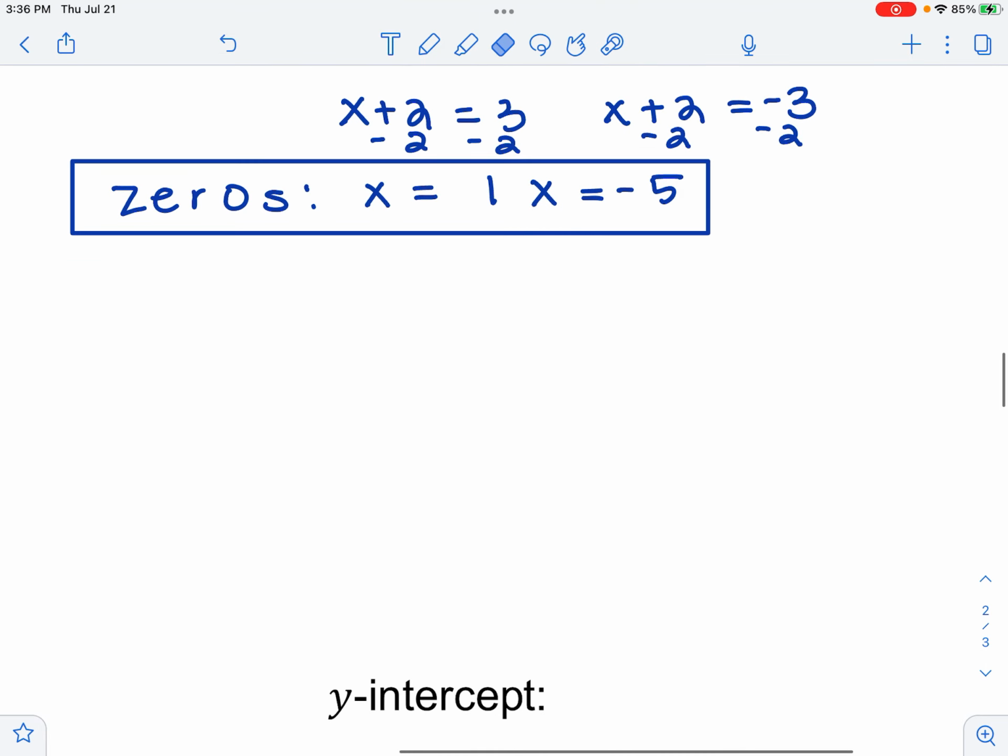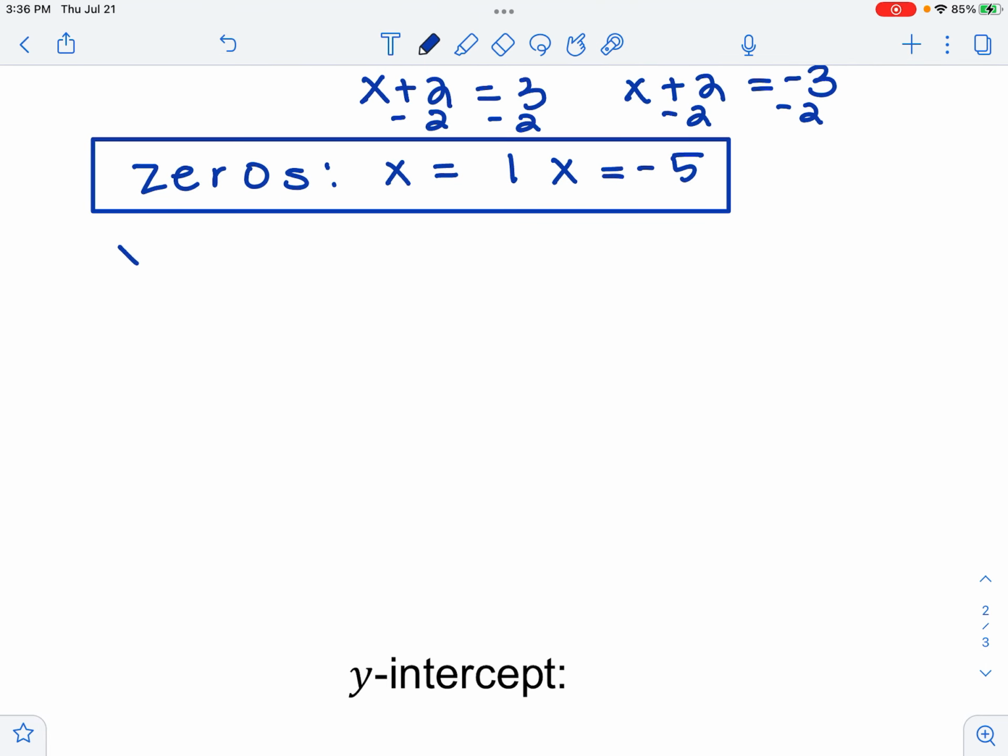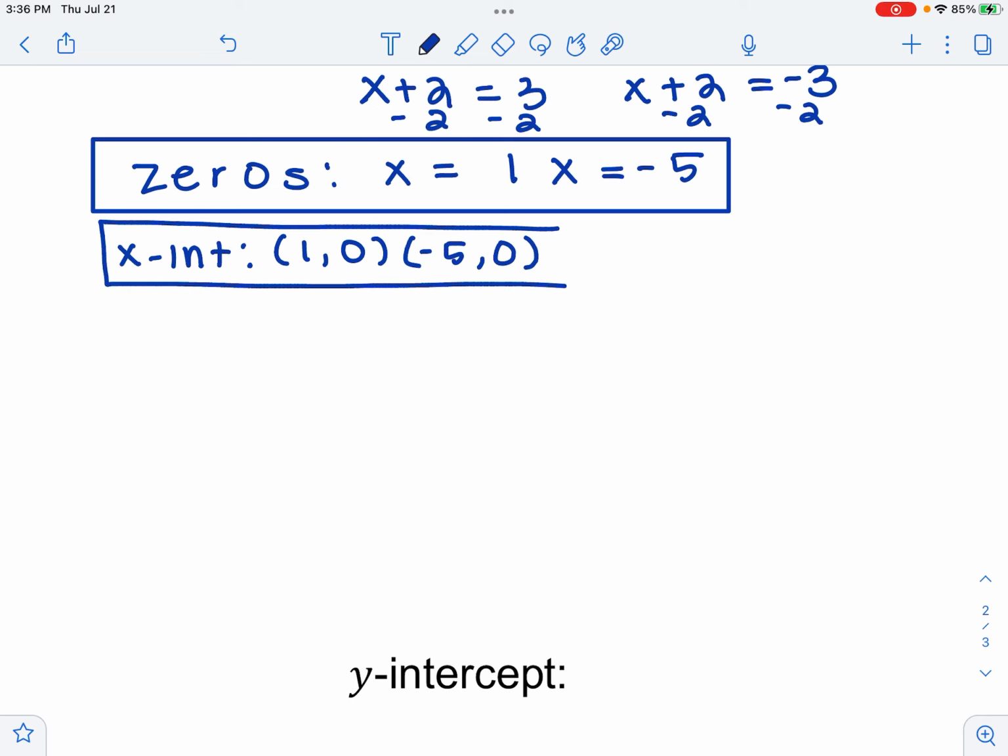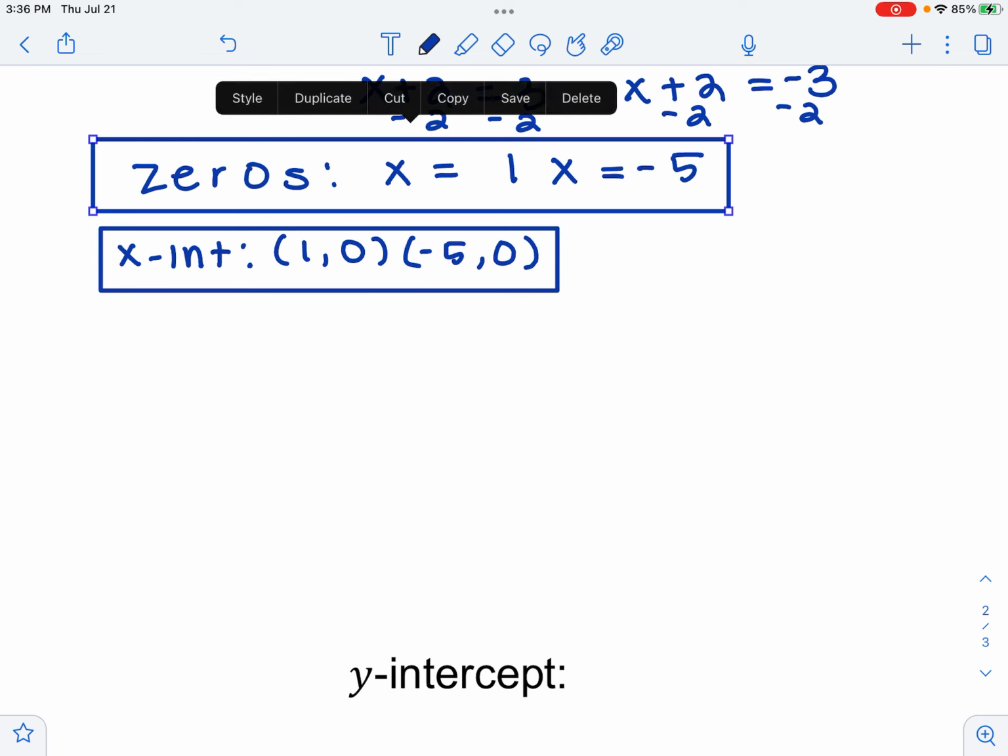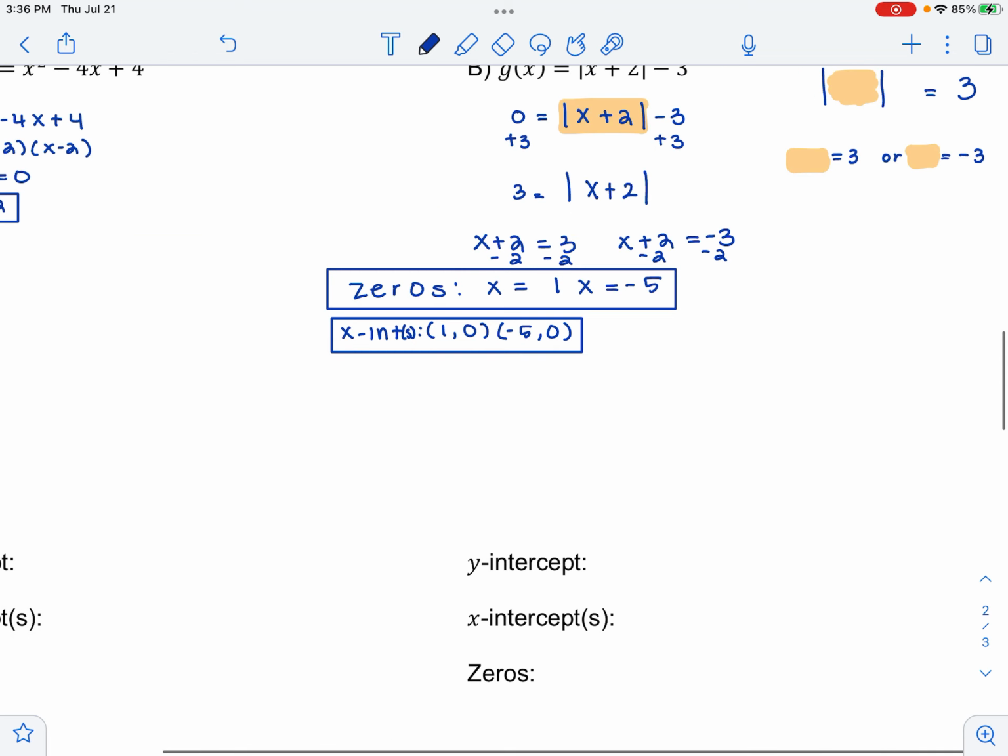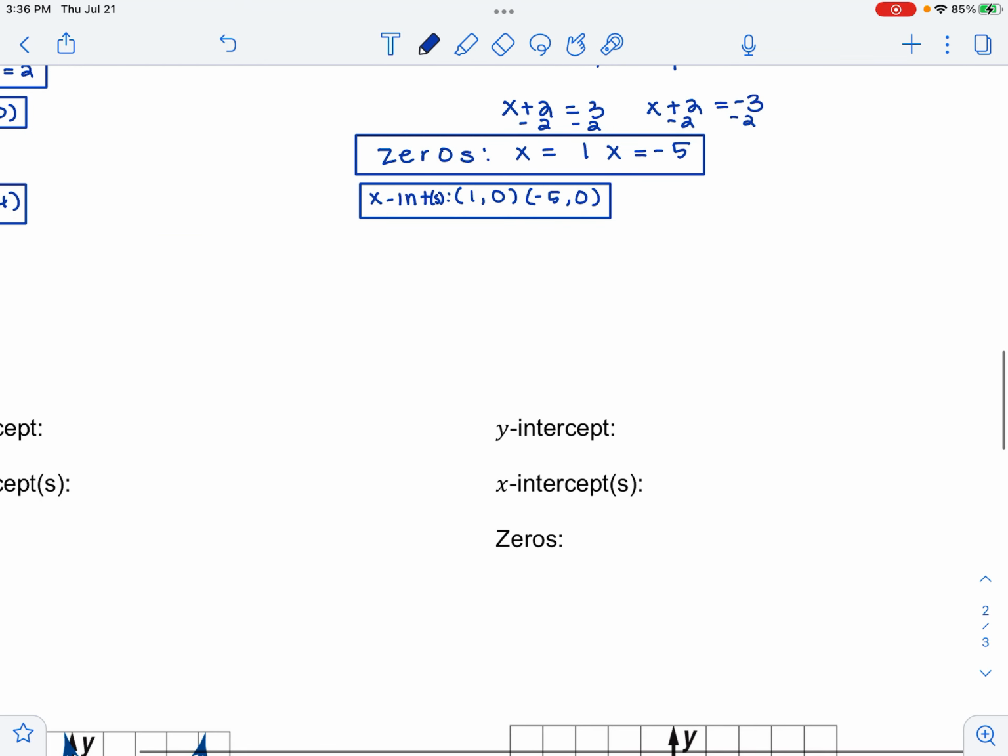All right, now that I have my zeros, I have the work done for my x-intercepts. There's no additional work. It's just writing your answers as ordered pairs, the points. I got an x value of 1 when I plugged in 0 for y. I also got an x value of negative 5 when I plugged in 0 for y. So there's my x-intercepts. I should technically write x-intercepts, not x-intercept, because there's 2, right? All right, so now let's move on to our y-intercept.